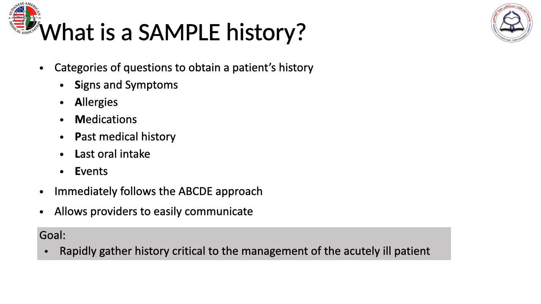And look at the patient's medication, what is he taking, and also you want to elicit past medical history, if the current problem is related to his past history or not, and you need to see when was the last time he ate or drank. So if you want to do some interventions that require fasting, and the events surrounding the current illness. So immediately follow the ABCDE approach. It allows providers to easily communicate and rapidly gather history. This can enable you to manage an acutely ill patient.